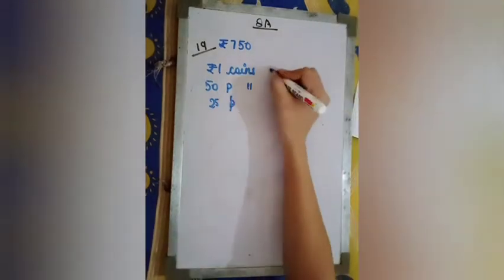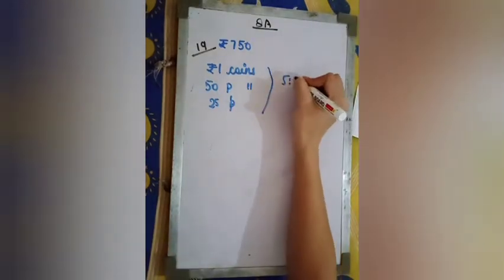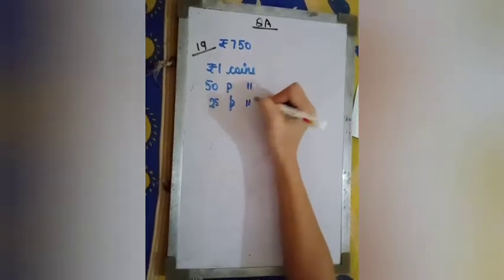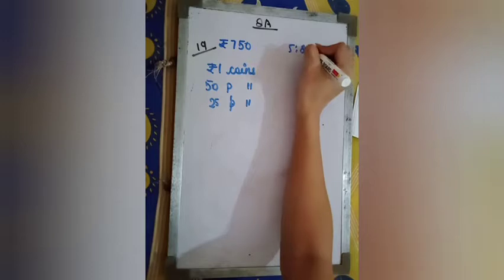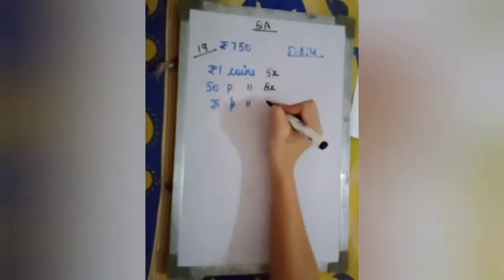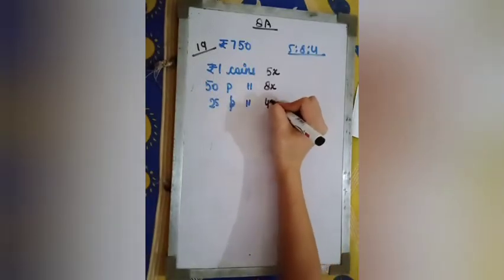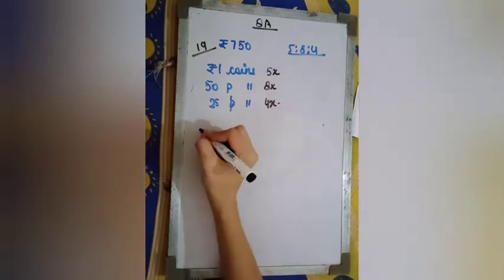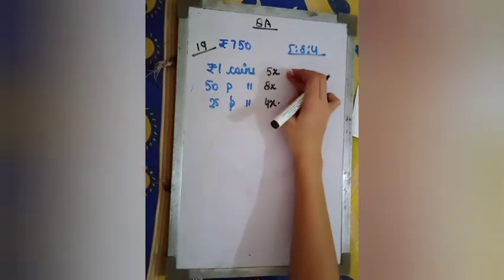The ratio of these coins is 5:8:4. Okay, now see, let the 1 rupee coins be 5x, 50 paisa coins be 8x and 25 paisa coins be 4x, right? Now this is the number of coins.